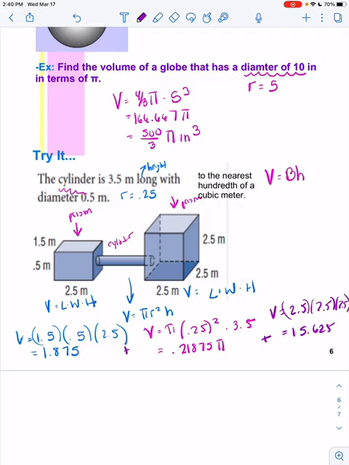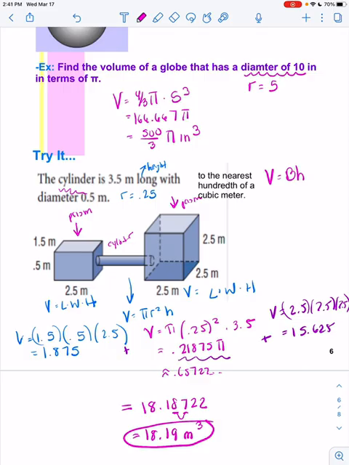So at this point, I'm just going to multiply this in my calculator. 0.21875 times pi. You should get a number that's approximately 0.68722. You don't want to cut the decimals too early because you want to round at the end. And now I'm going to add up that with the other numbers, 1.875 and 15.625. Final answer should be approximately 18.18722. And they said nearest hundredth. Hundredth is the second place. The 7 means it's going to round up, so I should get 18.19 meters cubed.